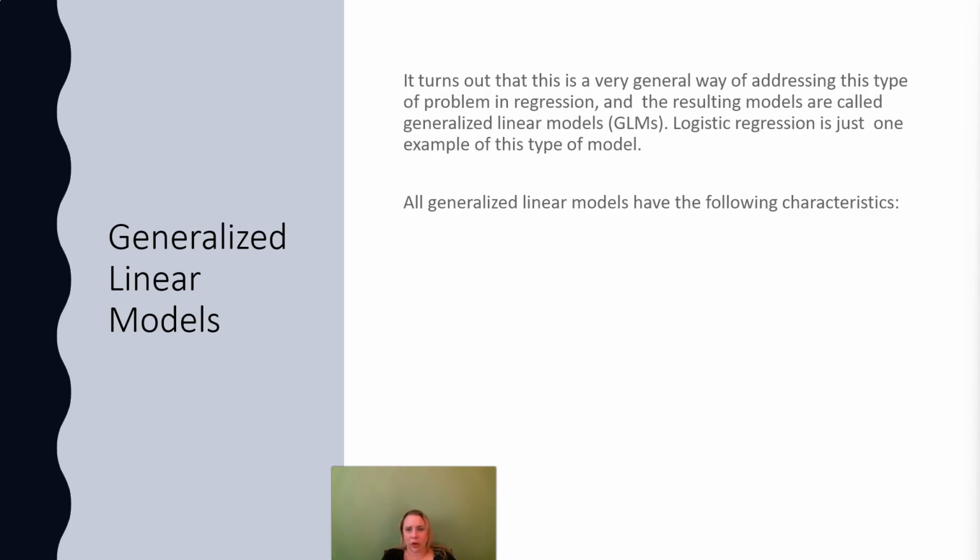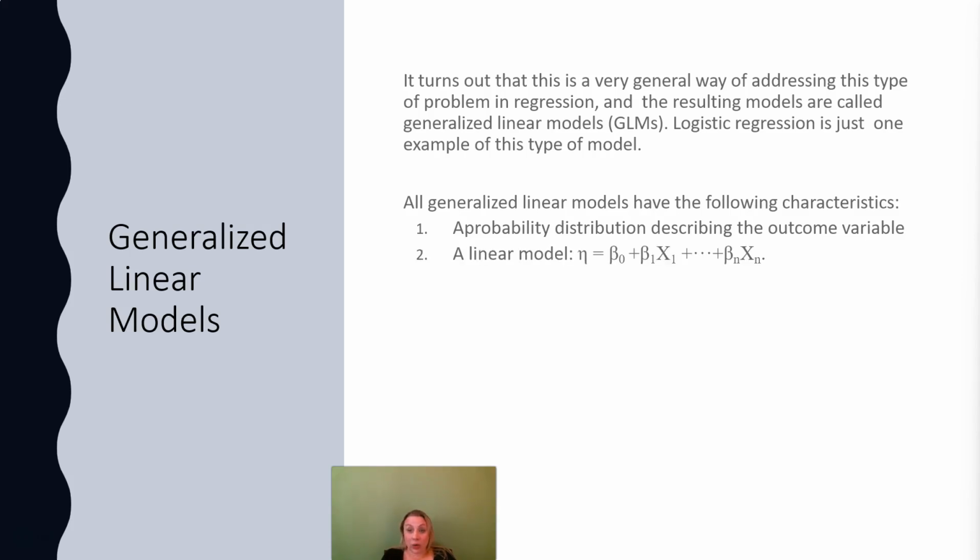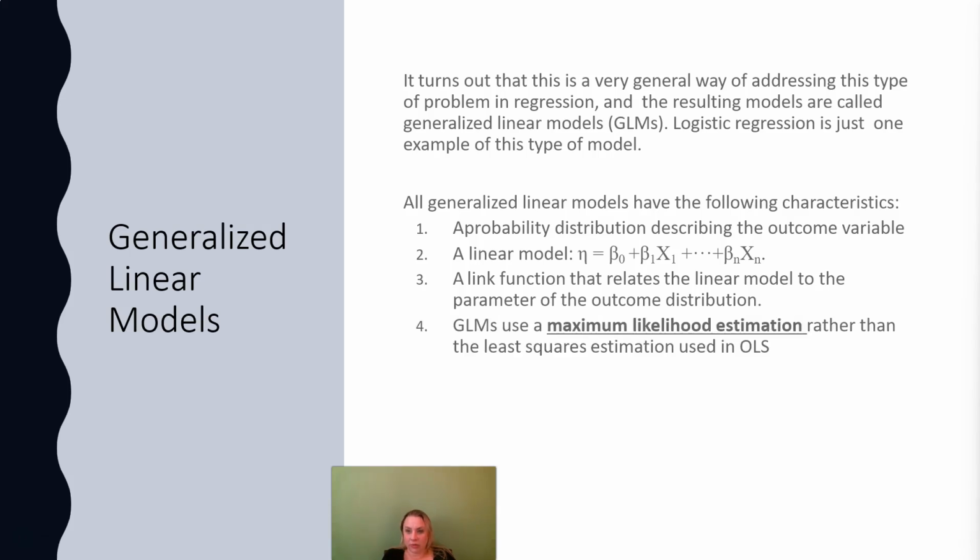This is where the general linear model comes into play. There is a way of solving these problems where the resulting models that we're using are called generalized linear models. A logistic regression is just an example of one of those types of GLM models. All GLM models have the following characteristics. We have a probability distribution describing our outcome variable. There's a linear model, where you have an outcome made up of the linear composition of multiple variables, including the intercept and your beta coefficients for your X predictor variables. We have a link function that relates the linear model to the parameter of the outcome variable.